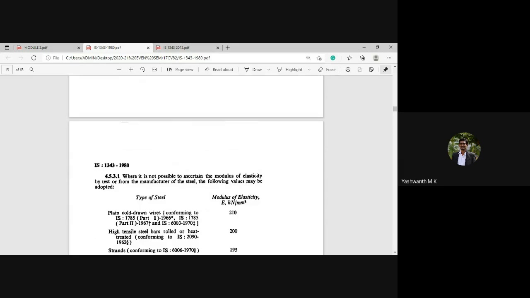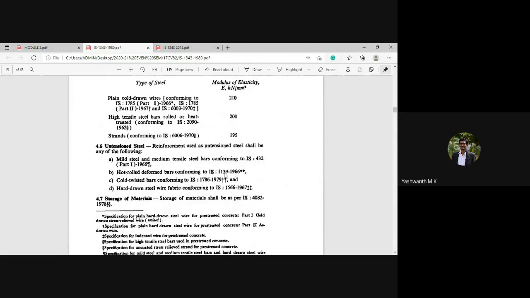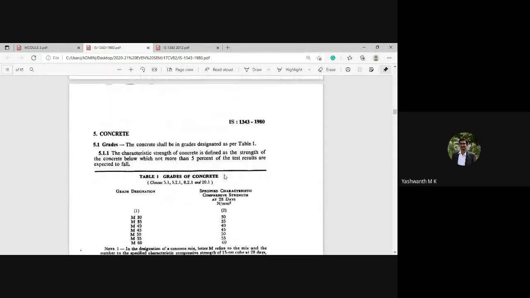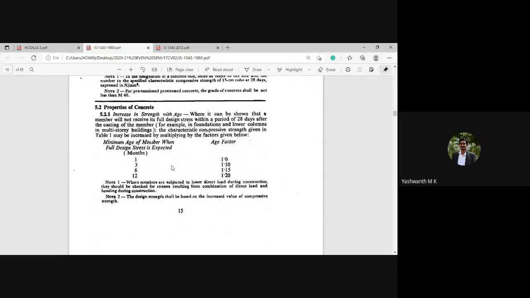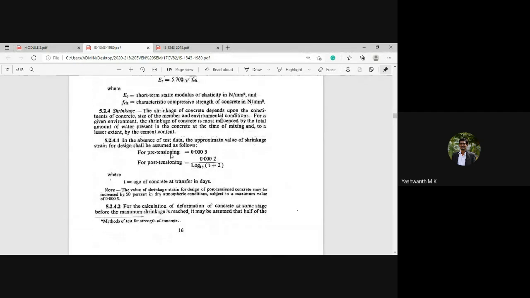And you can see the modulus of elasticity in steel, which has preferably been given. Next, they have been given the characteristic strength or grade. And next, you can see the properties of concrete, all this data.